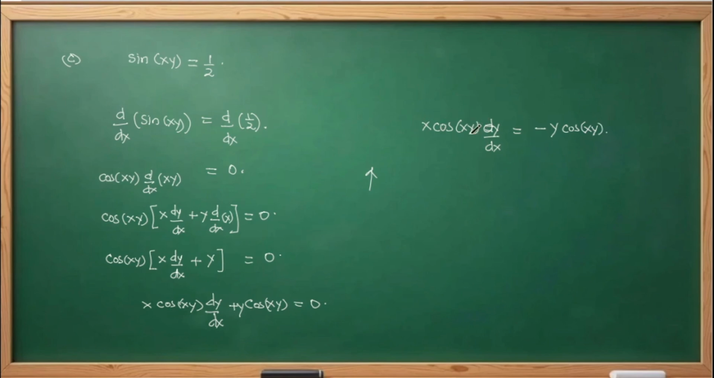Now dividing both sides by this, the left hand side will be remaining with dy by dx equals negative y cos xy over x cos xy. So we can cancel cos xy from the numerator and denominator, and we will get the remaining terms as our answer. Therefore, dy by dx is simply negative y over x, and that is the answer for this part.